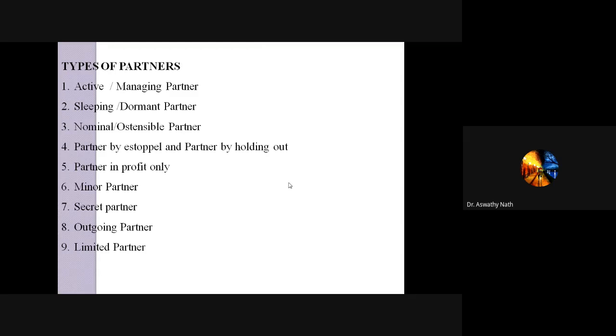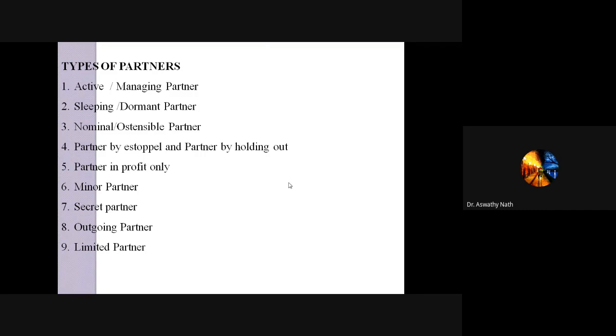So he doesn't have any capital contribution. He doesn't get any profit share. He doesn't have any voting right, but he is liable to outsiders as an actual, as an active partner. He is also liable for anything that happens in the firm.